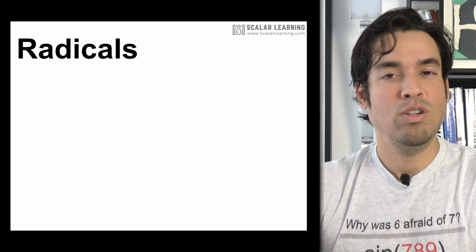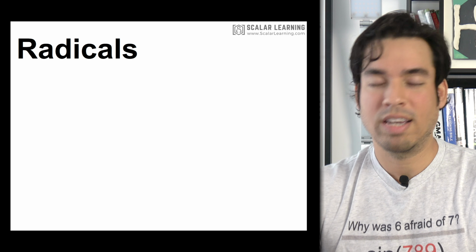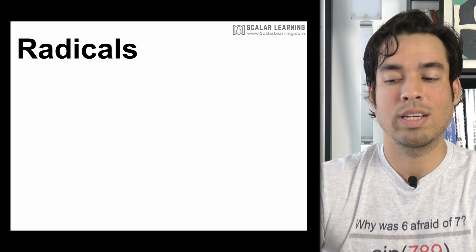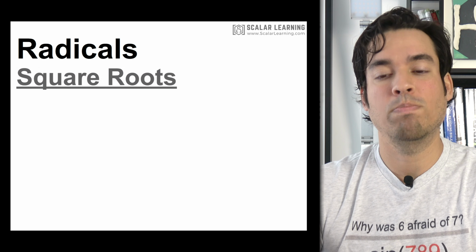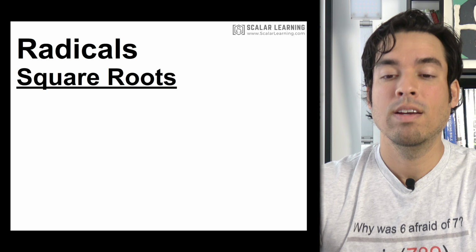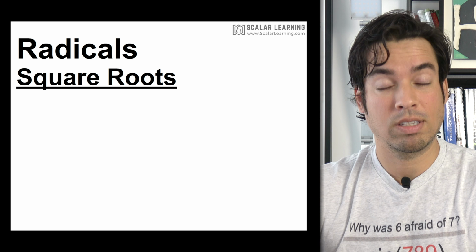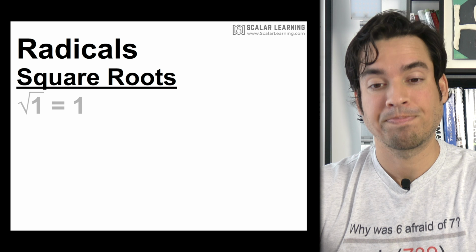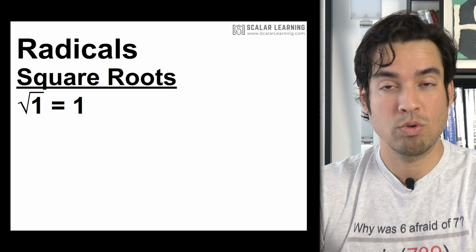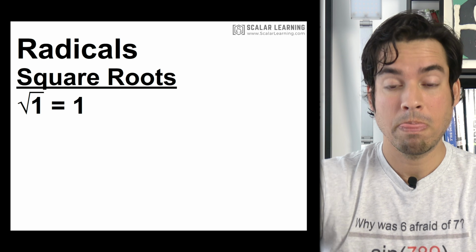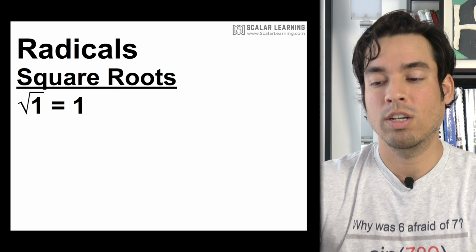Now let's talk about radicals. We're taking roots, square roots, cube roots, all that stuff. So we're gonna talk about the most basic one, which is the square roots, okay? Square roots asks the question, what number times itself equals a given number? So for example, square root of 1, and let's just think about the positive roots for now. Of course, we can have negative roots, but square root of 1 is just 1.